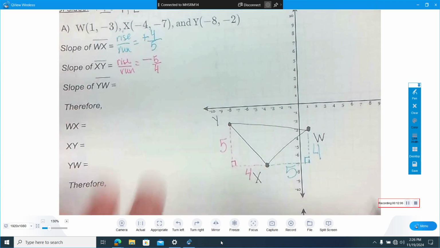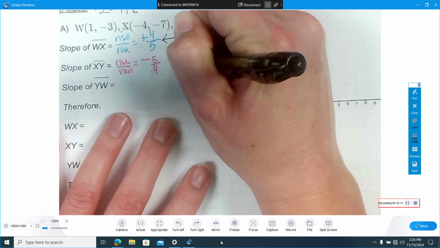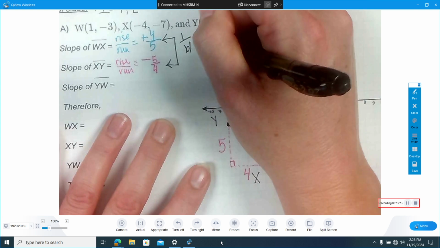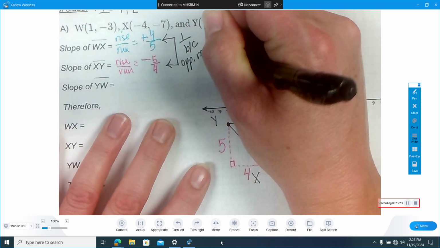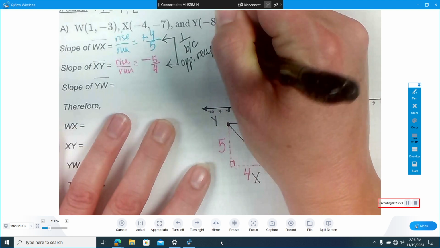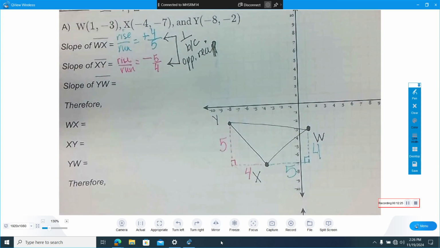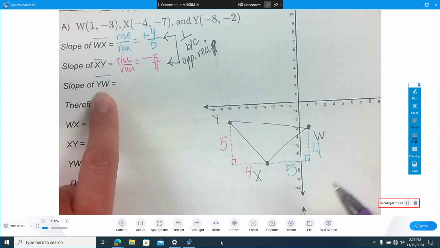Ooh, what do we know about those? Yeah, they are perpendicular. How do we know they're perpendicular? Because opposite reciprocals. Very good. Perpendicular because we have opposite reciprocals. Excellent.